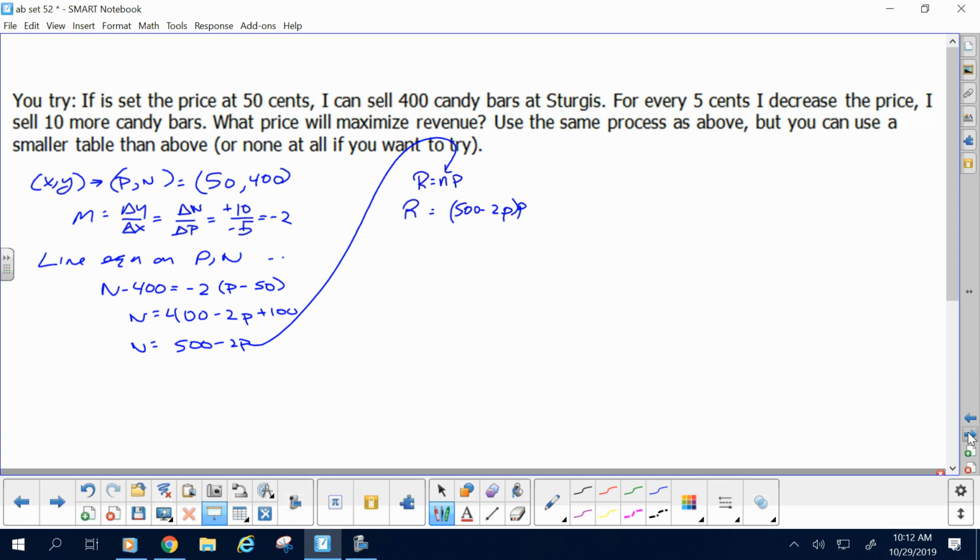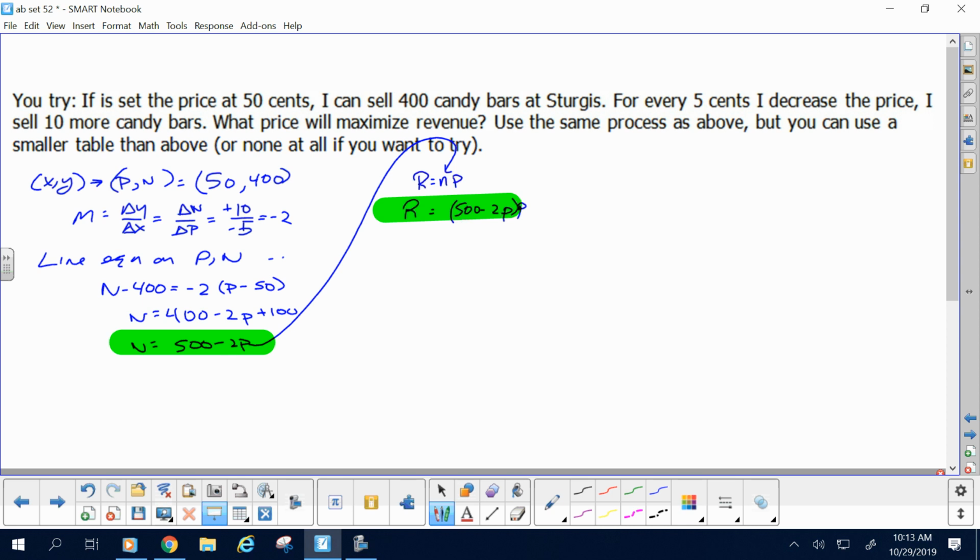What did you say for the best price? The best price is 125 cents. Did you get a linear equation between n and p of 500 minus 2p? Yes. Okay. Did you get a revenue equation of 500 minus 2p times p? Yes. Did you then go on to R prime? Yep. Distributed. Could you answer this question without calculus?